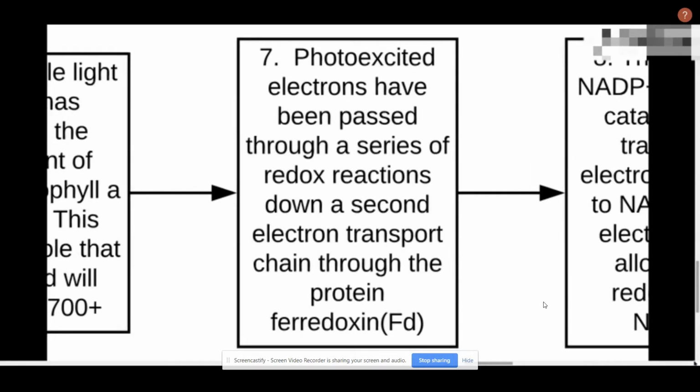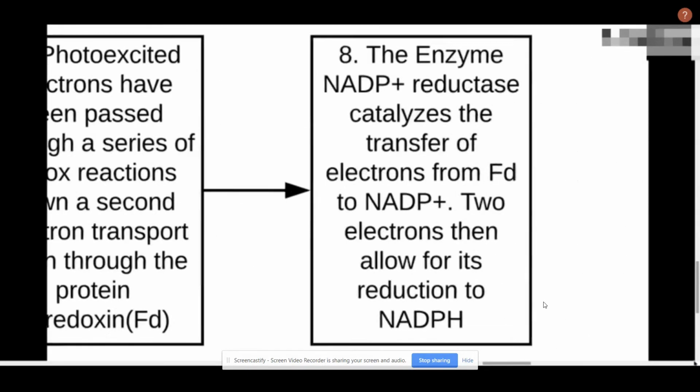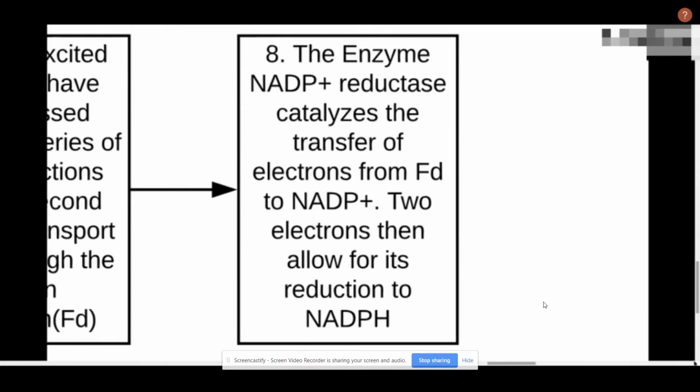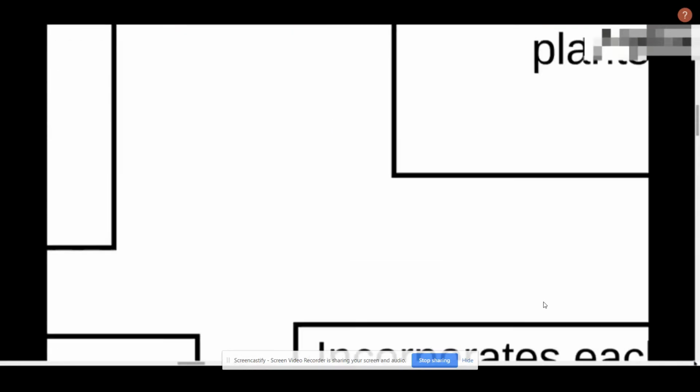7. Photoexcited electrons are passed through a series of redox reactions on a second electron transport chain through a protein, ferredoxin. 8. The enzyme NADP+ reductase catalyzes the transfer of electrons from Fd to NADP+. 2 electrons then allow for its reduction to NADPH.